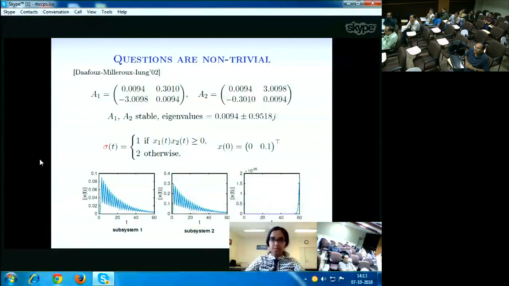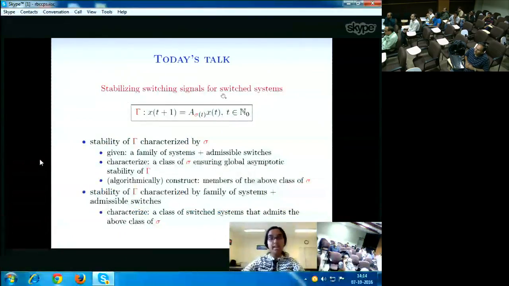Similarly, it may be possible that you are switching between unstable systems and, depending on how you switch, your switch system is stable. Now, this interesting feature motivates us to study classes of switching signals which guarantee stability for a switch system. That's what we call stabilizing switching signals for switch systems, which is also the title for today's talk. Now, I will be presenting two sets of results, and to keep things simple, we will stick to linear systems. Okay, so for the first set of results, we are given two things, a family of systems and a set of admissible switches.